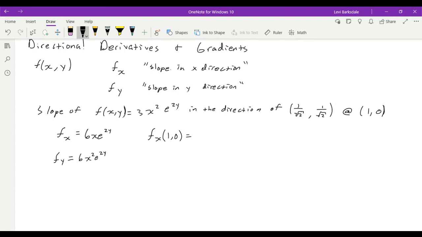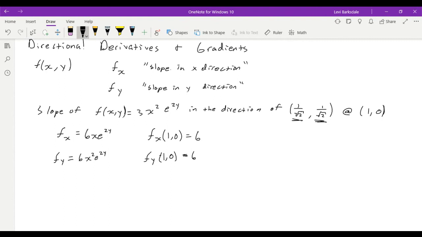Here we would get 6 times 1 is 6, and also f sub y at (1, 0) gives us actually the exact same thing. So perhaps this isn't the greatest of examples because we're getting the exact same thing here, but oh well. We can actually use these vector components to almost represent proportions, or how much in the x direction we need to consider and how much in the y direction we need to consider.